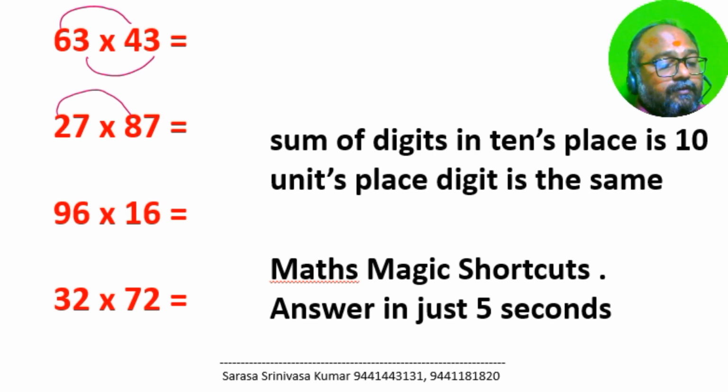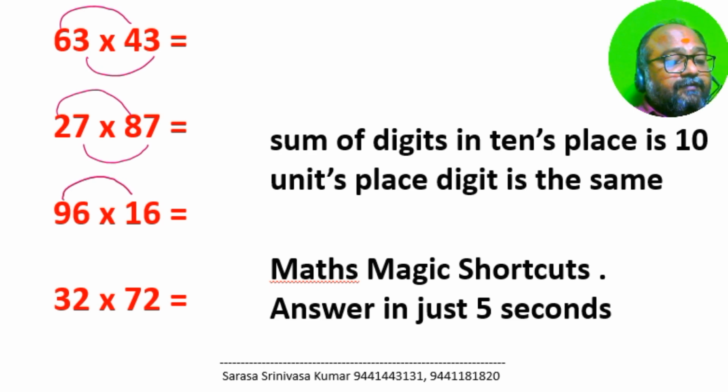Sum of the digits in units place is the same. Sum of the digits in tens place is equal to 10. Units place digit is the same in both the numbers. Sum of the digits in tens place is 10. Units place digit is the same in both the numbers.